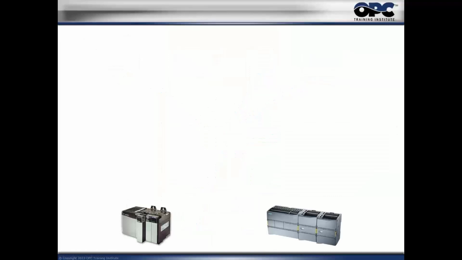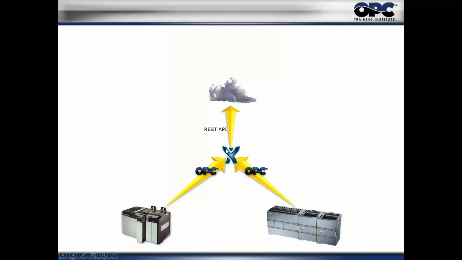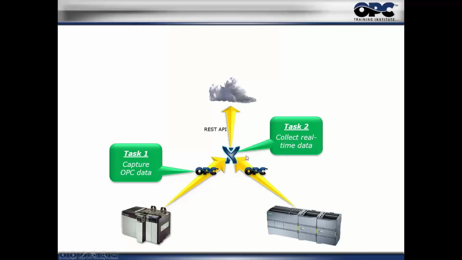So again, let's do a little example here where we've got a couple of controllers. They're going to bring in data via OPC. We'll do OPC UA and OPC DA. We'll bring that data into OPC Expert. From there, we'll send the information out to an application using REST API. So I'll show you the capturing of the data. I'll show you how to collect this real-time data and how to develop this application over here.